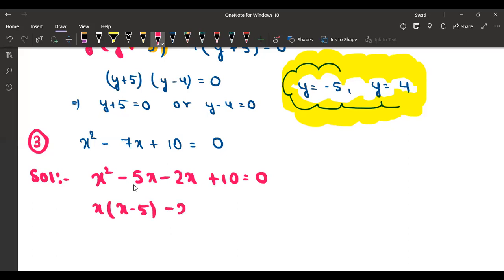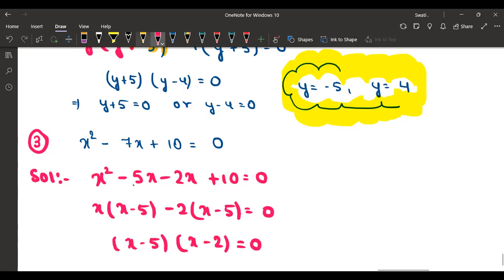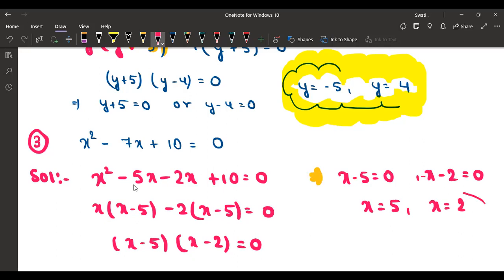And here minus 2 common, so this will become x minus 5. Now I'll of course take x minus 5 common. So I'm left with x minus 2. And again, using the same formula, either of the terms will be 0. So x minus 5 is equal to 0, or x minus 2 is equal to 0. So from here we are getting x equals 5, and from here we are getting x equals 2. So this is the answer. All right, so we have done 3 questions. Now let's move to the fourth one.